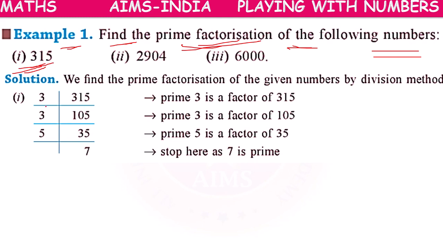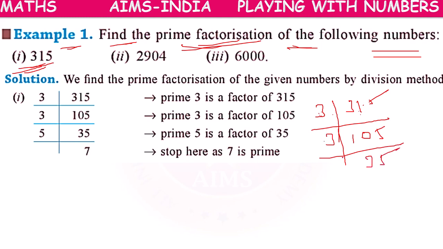divide with prime numbers, because 315 is not divisible by 2. After 2, it is divisible by 3. So that's why we are starting with 3 here. 3 ones are 3, 3 is a smaller number, we can take 0 here. 15. 3 fives are 15. Again, it is not divisible by 2. Divisible by 3. 3 threes are 9. 3 fives are 15. Again, not divisible by 2. Not divisible by 3. It is divisible by 5. 5 sevens are 35. Here 3 is a prime number, 3 is a prime number, 5 is a prime number, 7 is a prime number.